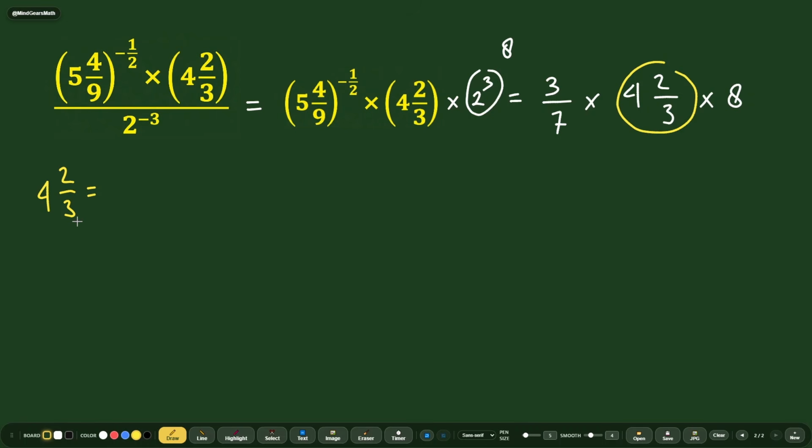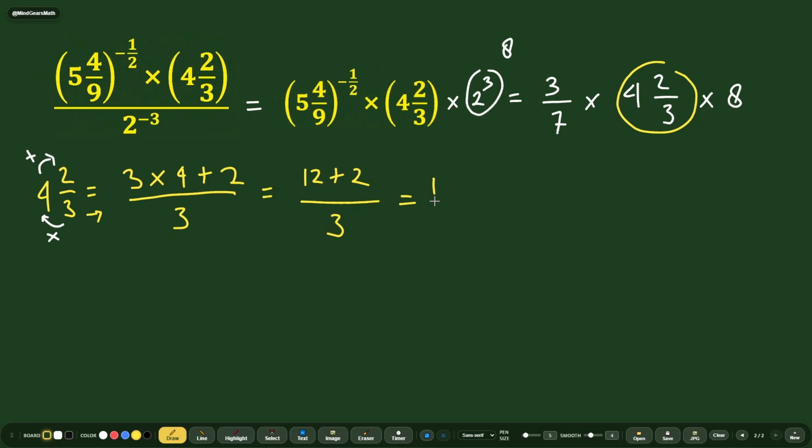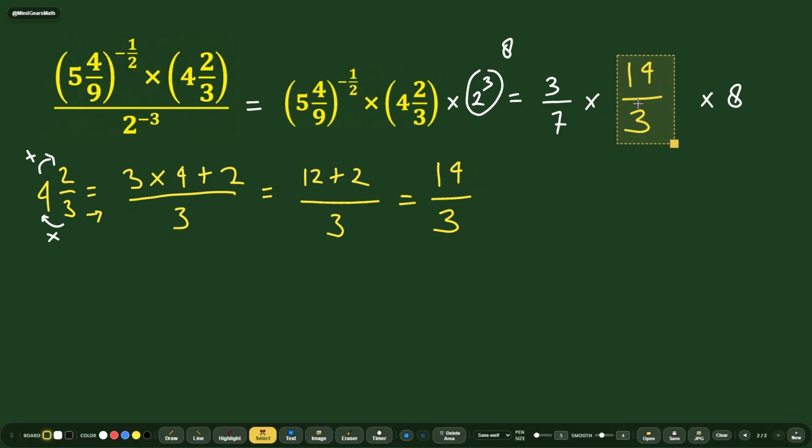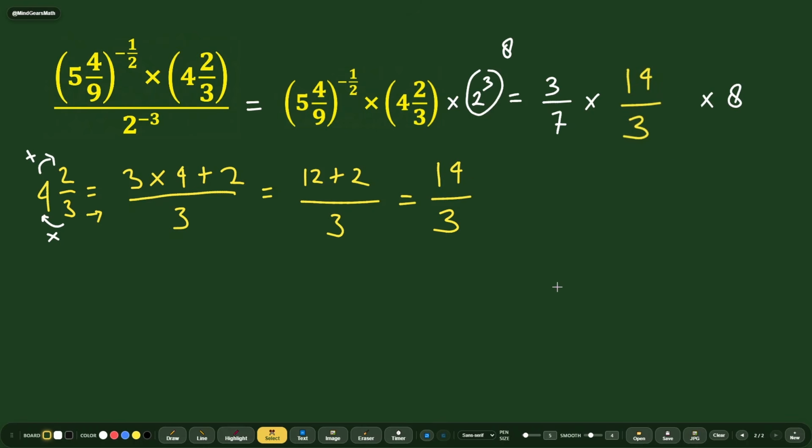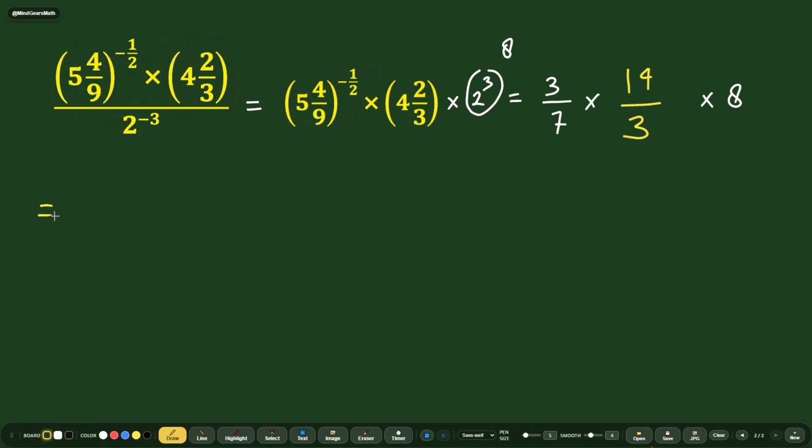4 2 over 3 is equal to 3 times 4 plus 2 over 3, equals 12 plus 2 over 3, equals 14 over 3. Now we can replace the mixed fraction 4 and 2 over 3 with this improper fraction 14 over 3. Let's do the final part.